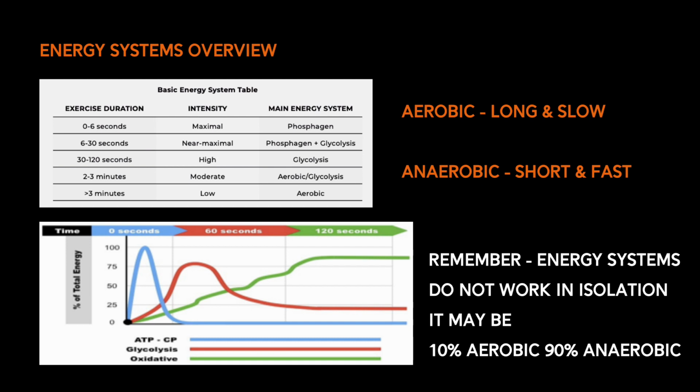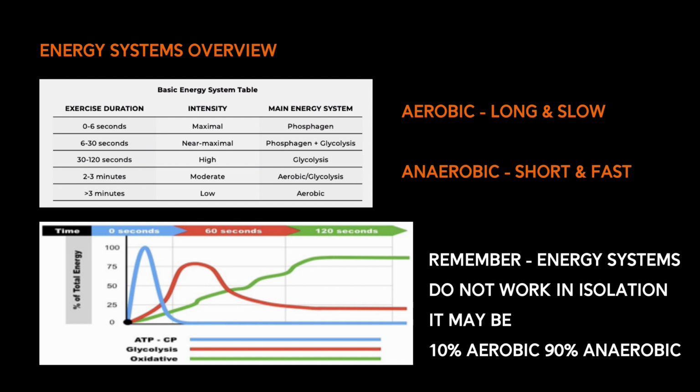So on the bottom right, again, if you look, the red and blue line are predominantly anaerobic. So if you look, it's short periods, below 60 seconds. It's anaerobic, and then as we get past 2 minutes, the green line takes over, and that's where the aerobic system kicks in. All right.